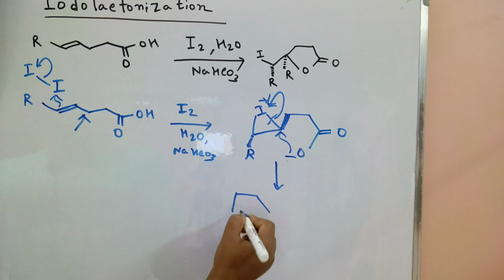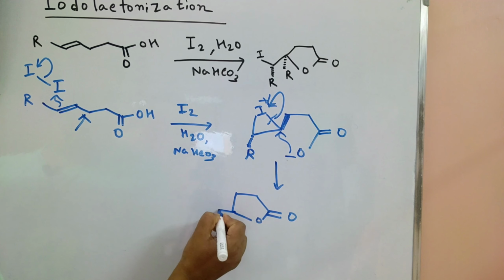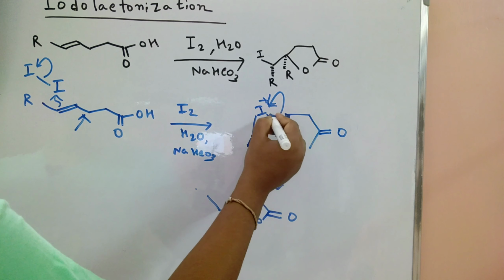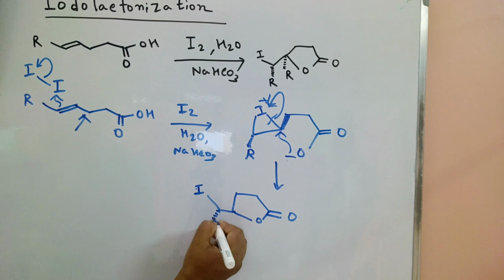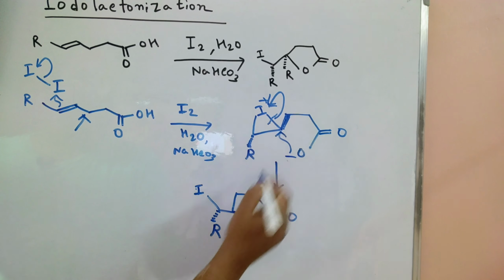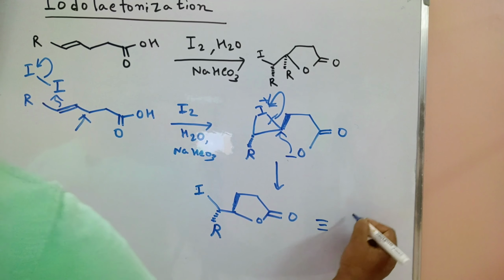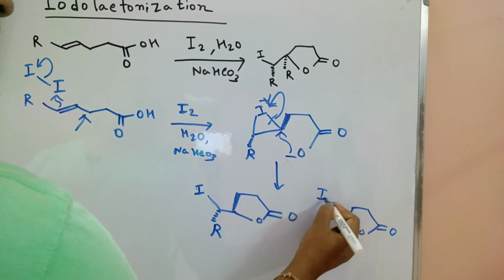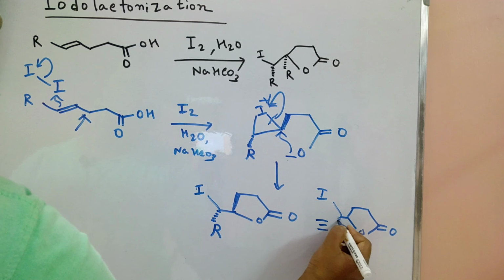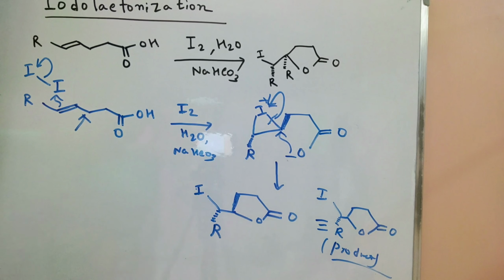Now the formation of the product is: O and iodine, this bond, and iodine is present here, with the R attached downside. So this one is on the bold side. So this product is formed, which is similar to that product. So this one is the product. So we can easily say the product and solve the problem.